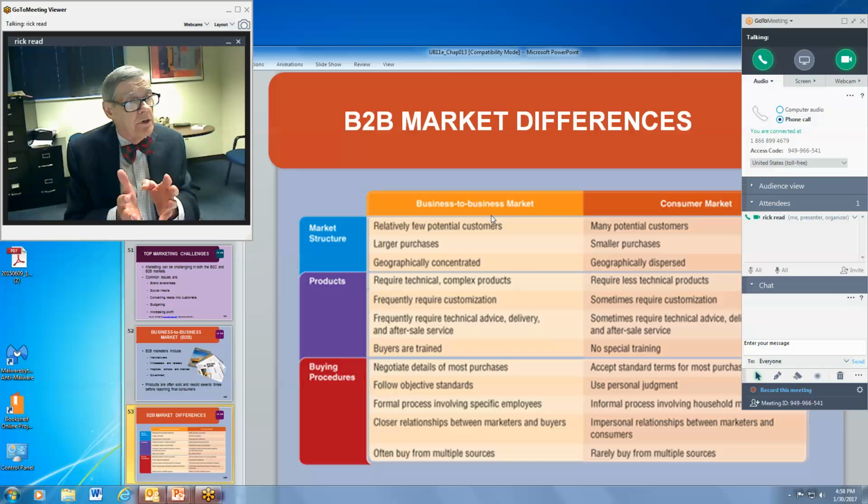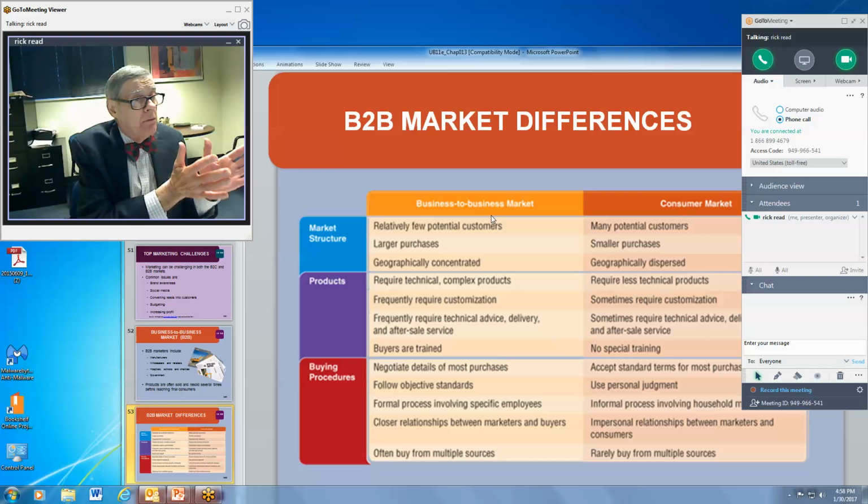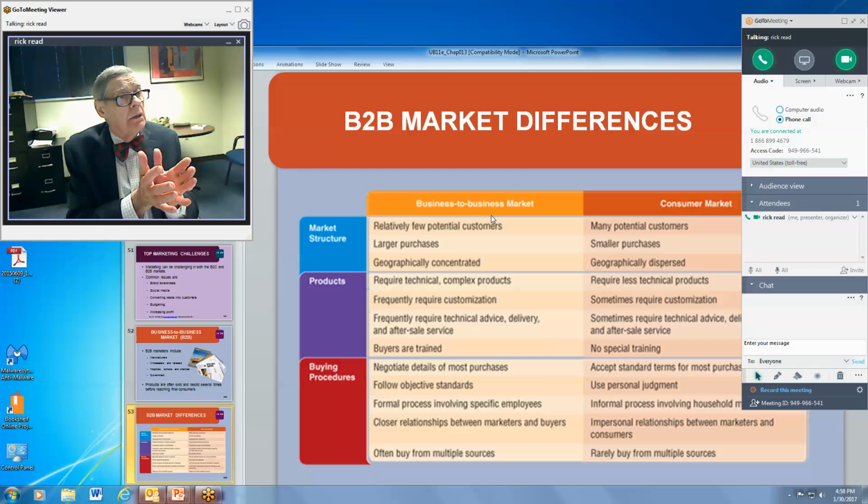We don't think of it as purchasing. We think of it as buying. Whereas I would tell you the business to business market thinks of it as purchasing. Similar terms, a little bit different.